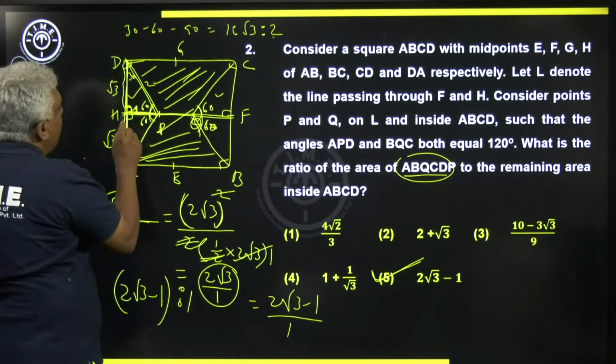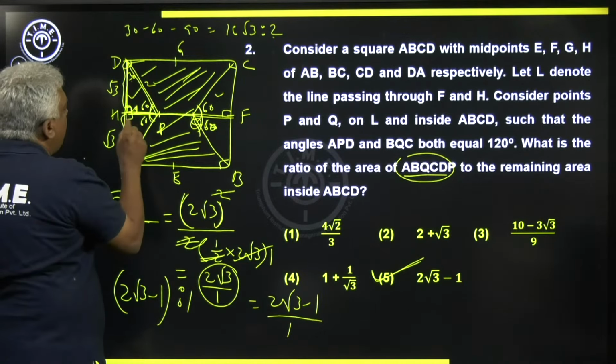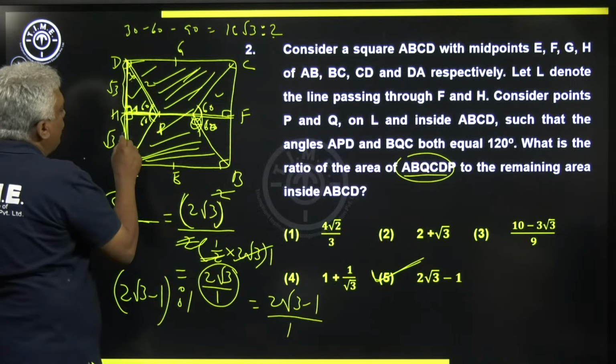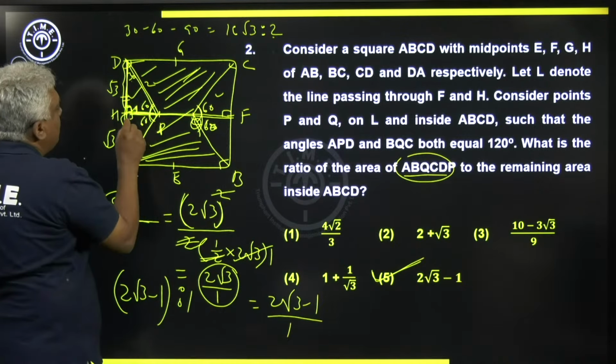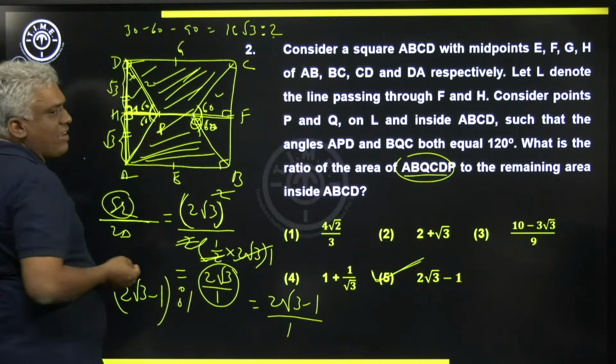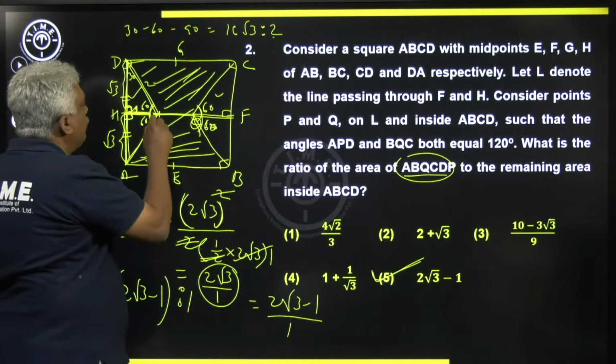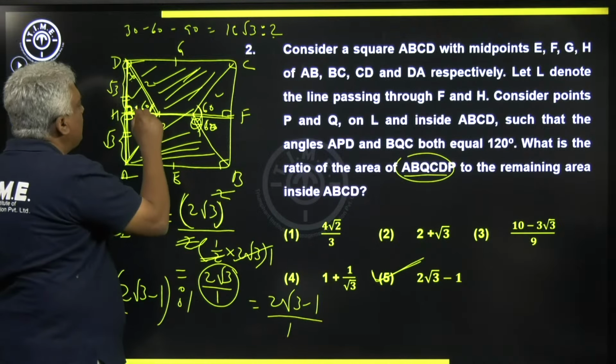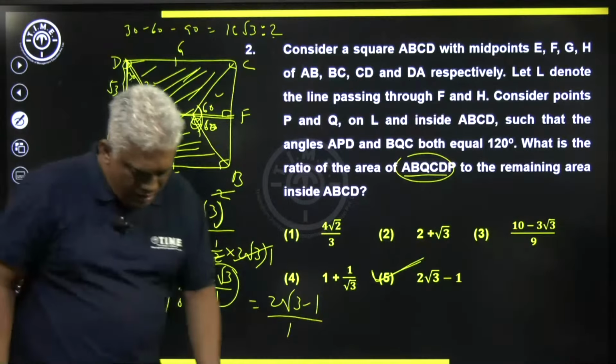So triangle HPD and triangle HPA will both be congruent triangles. You know, this side is equal to this side, this side is common, and this angle is 90-90, right? So by side-angle-side, both triangles are congruent. So these two angles will be equal. The total was 120, so they are 60-60. I hope this is clear now.